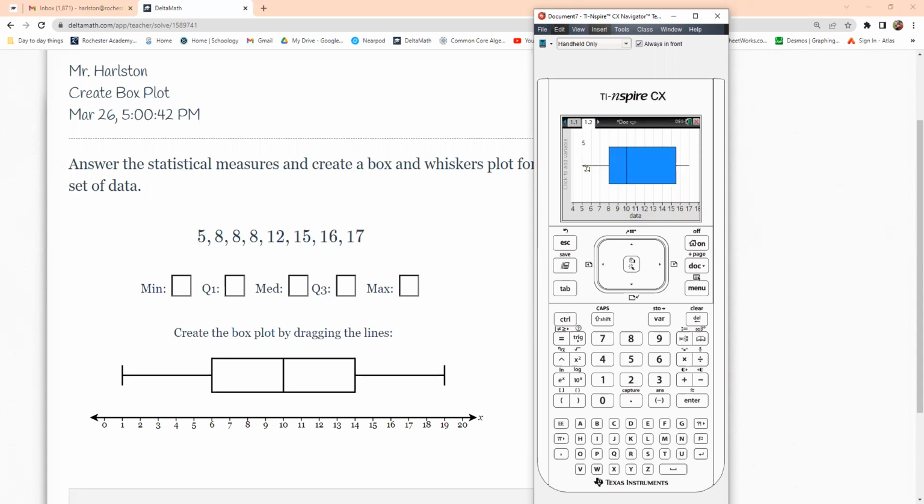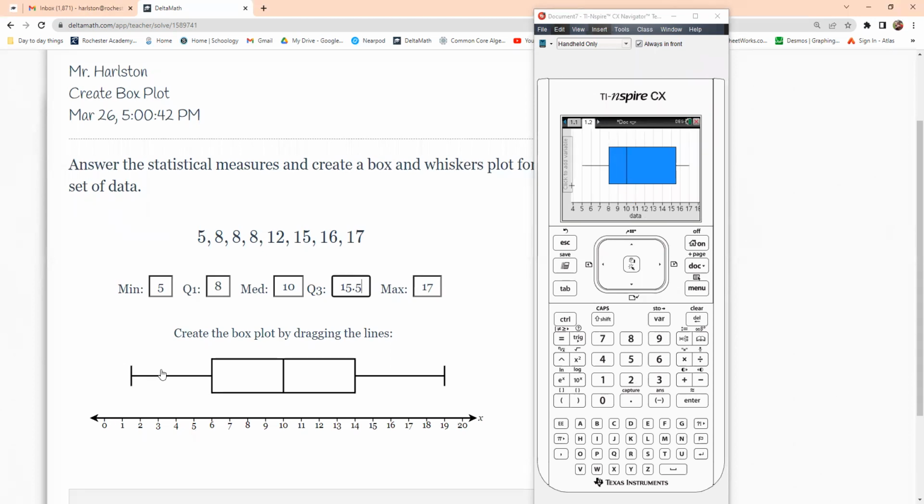So it says that the minimum is 5. We can see that. We also know the maximum is 17, so we can go ahead and put that. Now, quartile 1 is 8, so we're going to put an 8 here. Boom. The median is 10, so this is going to be here. Boom. And then the quartile 3 is 15.5, so we're going to put 15.5 here. And then we just move it.